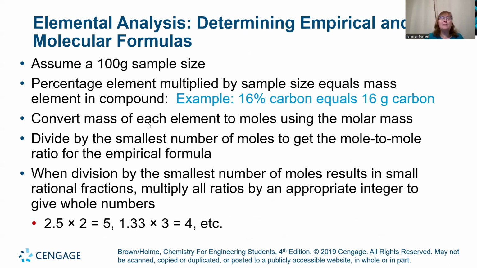We're going to convert the mass of each element to moles using the molar mass. Then we are going to divide by the smallest number of moles to get the mole to mole ratio for the empirical formula. And when division by the smallest number of moles results in small rational fractions, we're going to multiply those by an integer to get whole numbers.